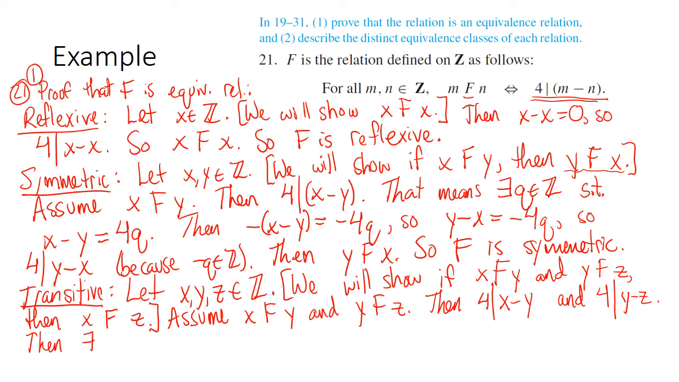Then there exist, maybe I'll call them q and r this time, q and r in the integers, such that x minus y equals 4q and y minus z equals 4r. So that's what it means for x minus y and y minus z to be divisible by 4. It means they equal 4 times some integer. And I just made up the names for the integers.